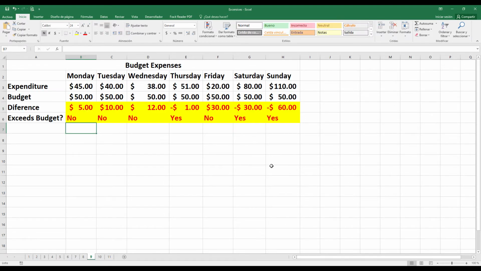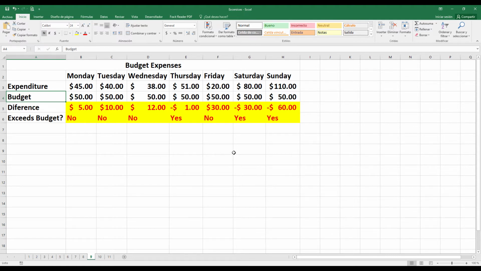Well, now we will see the exercises that you will make. Now the first one, exercise number 9. Okay, it is a format about budget expenses for all the week. Expenditure, budget, what you buy, and what is the budget for that day.